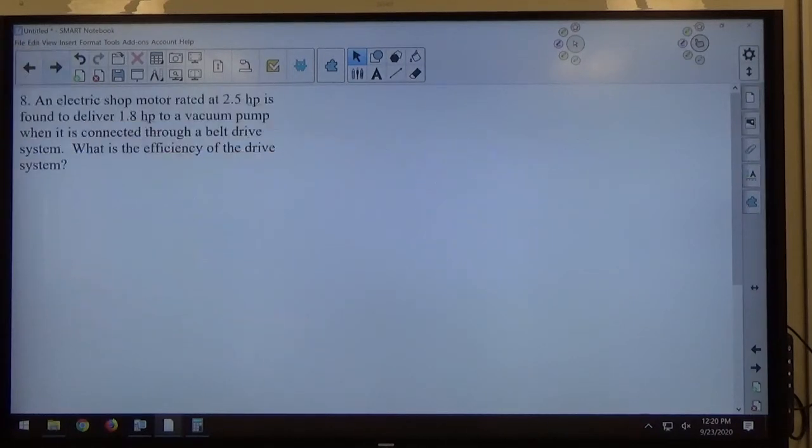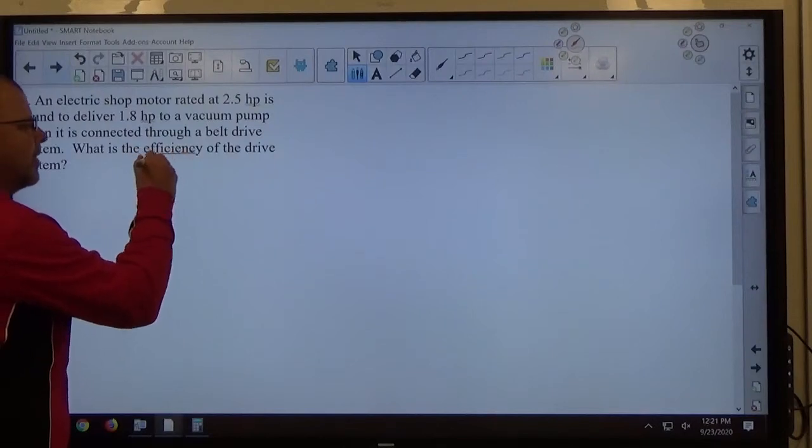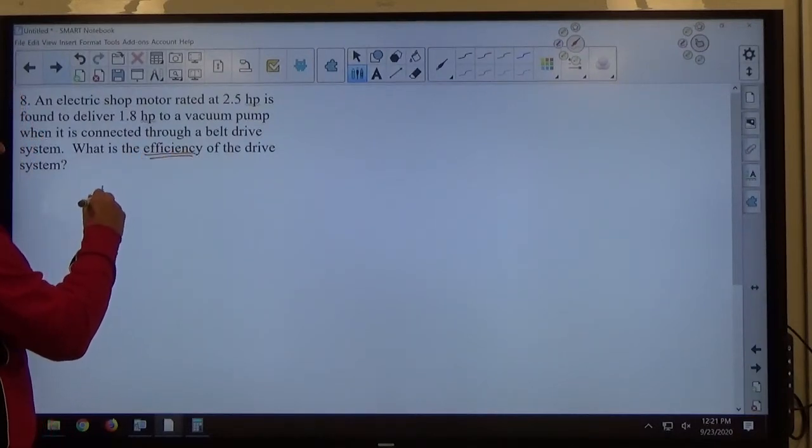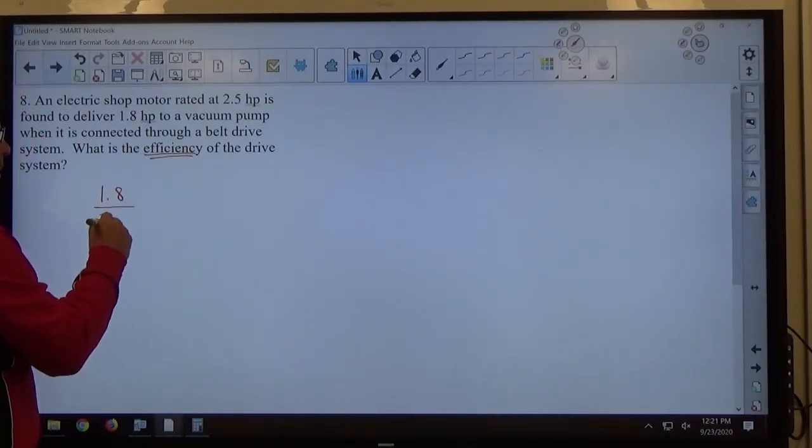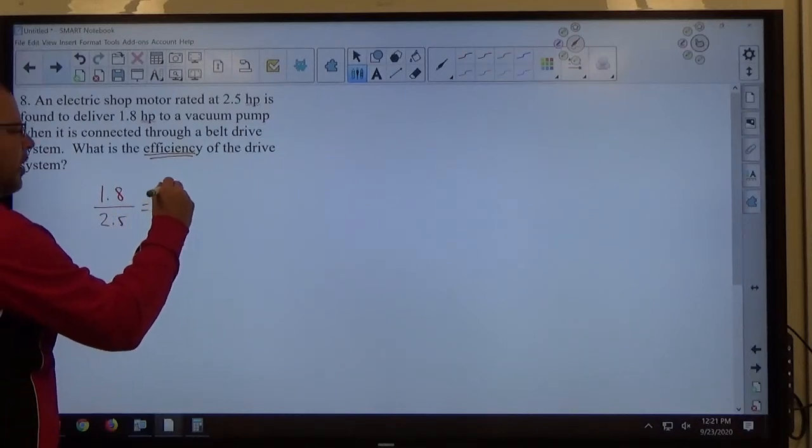Continue on, number 8. An electrical shop motor rated at 2.5 horsepower is found to deliver 1.8 horsepower to a vacuum pump when it's connected through a belt drive system. What's the efficiency of the drive system? Efficiency of a system is simply what it is able to do divided by what it is supposed to do equals percent over 100.